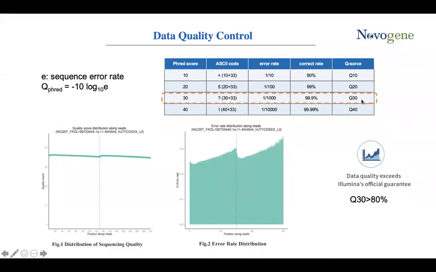We call this Q30. And although the sequencing quality will drop during sequencing, or the error rate here will increase due to the consumption of the reagents, we are still able to say that in most of the cases, more than 80% of the reads could reach Q30, which exceeds the data quality of Illumina's official guarantee of 75%.